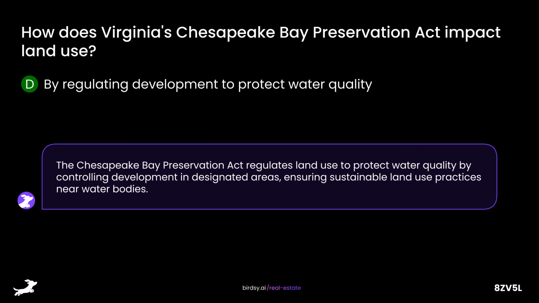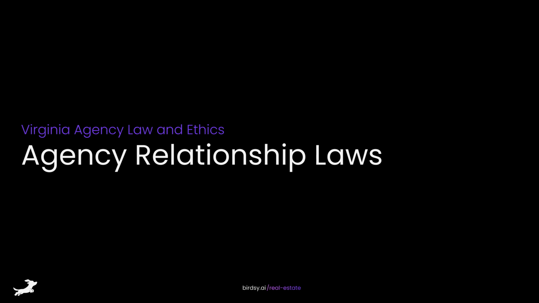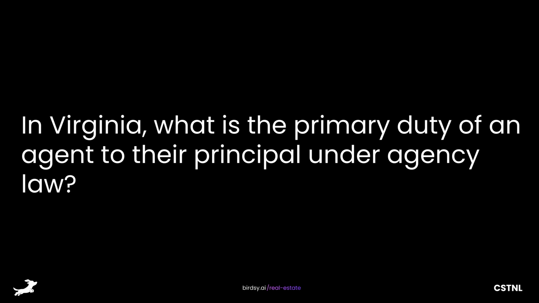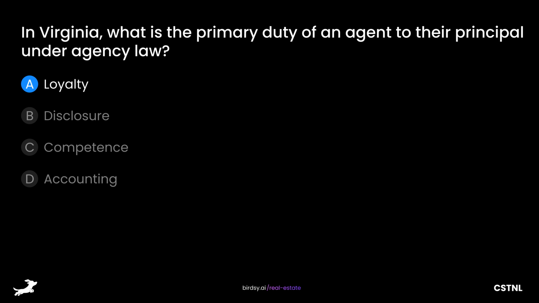The Chesapeake Bay Preservation Act regulates land use to protect water quality by controlling development in designated areas, ensuring sustainable land use practices near water bodies. Let's continue with a review of Virginia agency law and ethics. We'll start with agency relationship laws. In Virginia, what is the primary duty of an agent to their principal under agency law? Is it A, loyalty, B, disclosure, C, competence, or D, accounting?